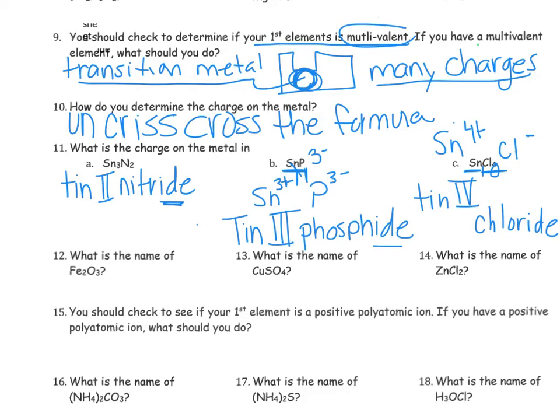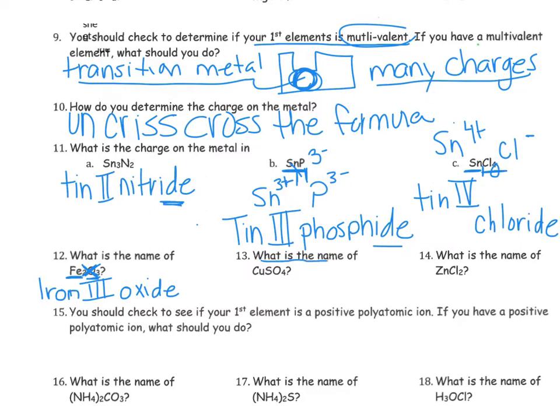Okay, let's do a couple more. Here I have this compound right here, that's iron, and that's oxygen. This is iron on the periodic table. Alright, if I uncrisscross those charges, that 3 was up there, and that 2 was over there. So this is iron 3 oxide.